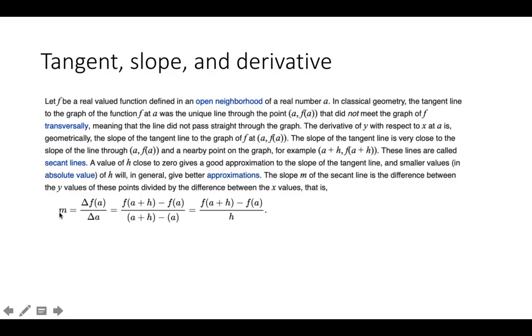If we wanted to find the slope, we would take delta y over delta x, or delta f(a) over delta a, and here's what we would get for that. Now, when you want to define strictly a derivative, what we're going to do is take the limit of this value as h approaches 0, or h goes to 0.